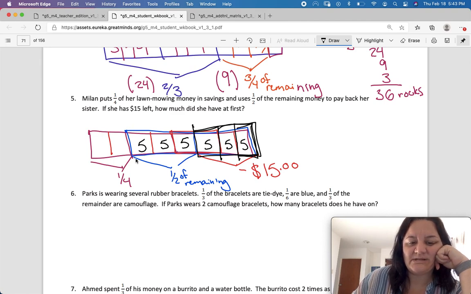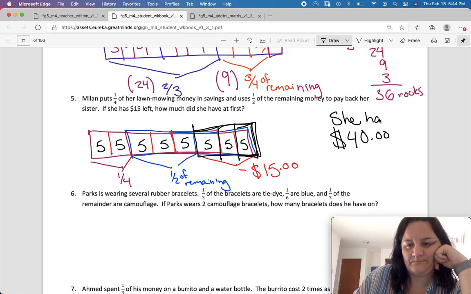Now my original square was this size, so that must be 5 and 5 as well. So how much money did she have at first? 5, 10, 15, 20, 25, 30, 35, 40. She had $40. That's a lot of lawn mowing money.